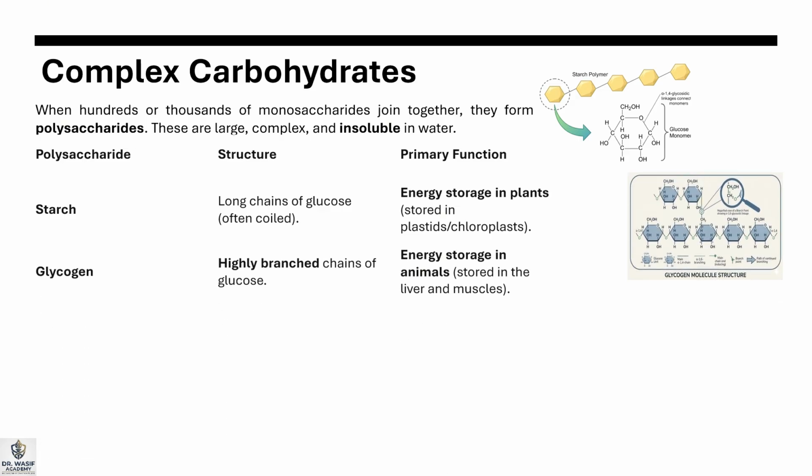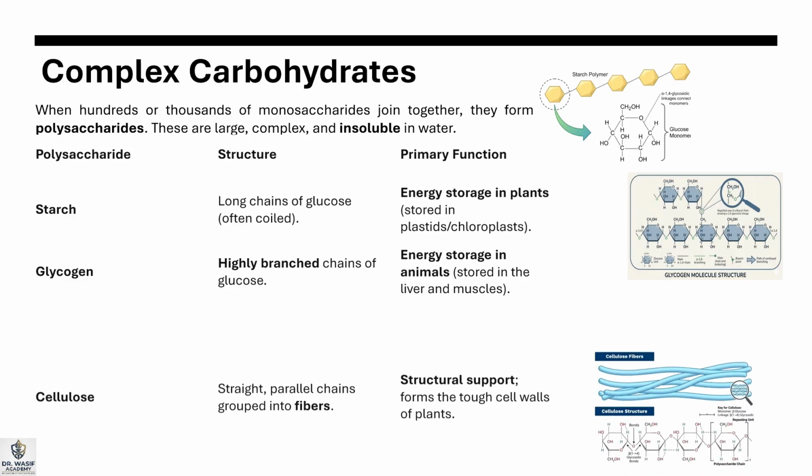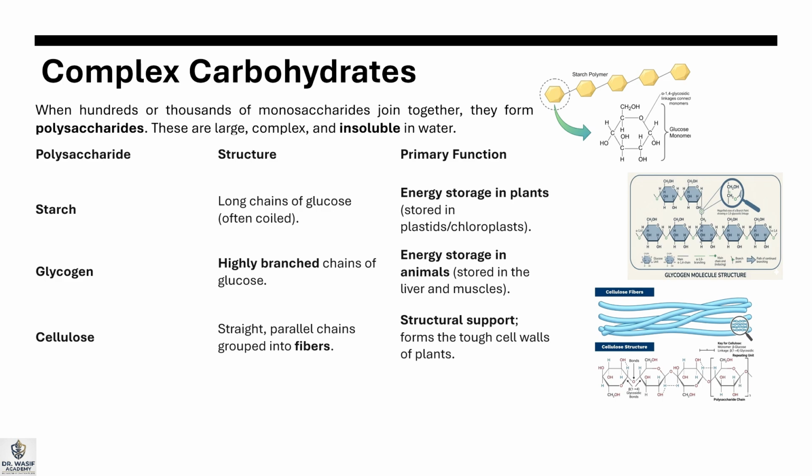The next one is glycogen. This is highly branched, which allows animals like us to break it down very quickly when we need a burst of energy. We store this in our liver and muscles. Finally, we have cellulose. Instead of being coiled or branched, these are straight parallel chains. They group together to form incredibly tough fibers which make up plant cell walls.